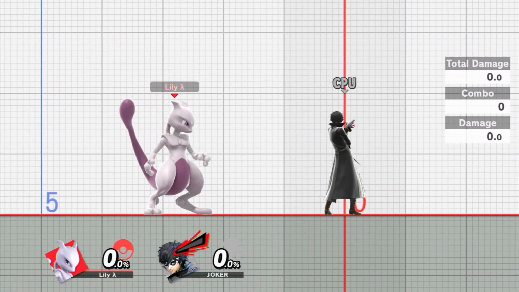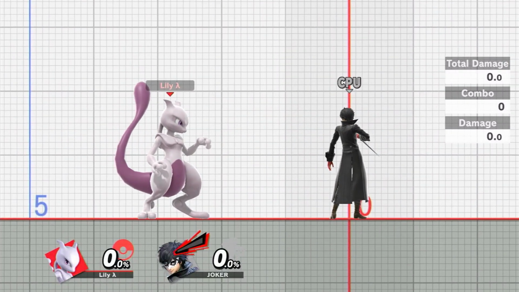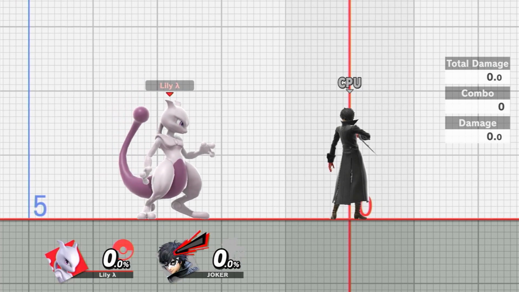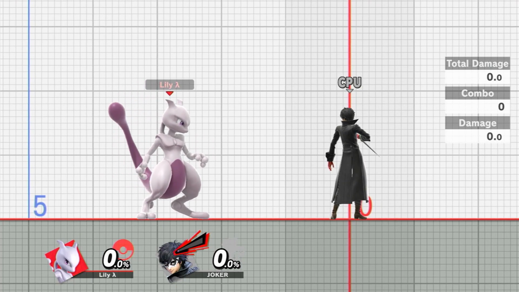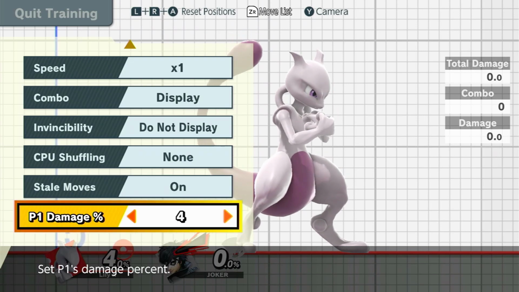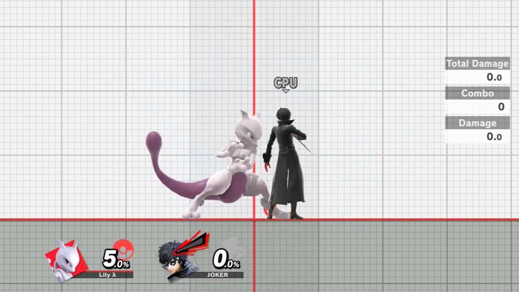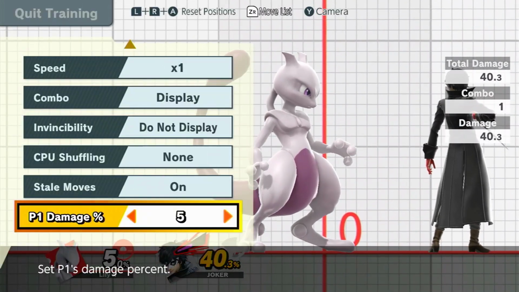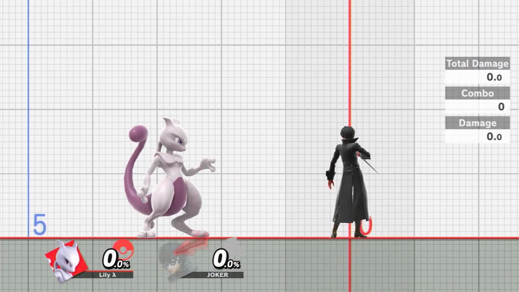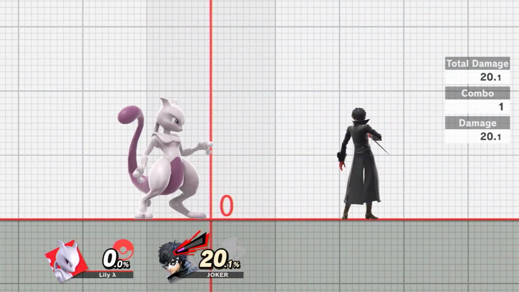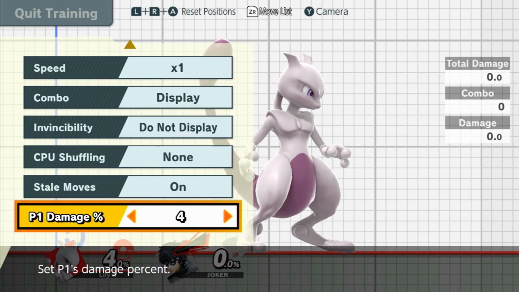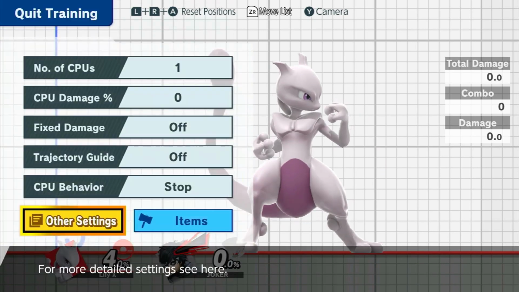Some of these are a little difficult to show, and I really couldn't be bothered to show all 10 of them, so here's a few to show that they do in fact work. If Mewtwo's at 5%, he should be dealing double damage, so F smash does 40.3, and normally it does 20.1. When Mewtwo's at 4, he should take half the normal knockback.